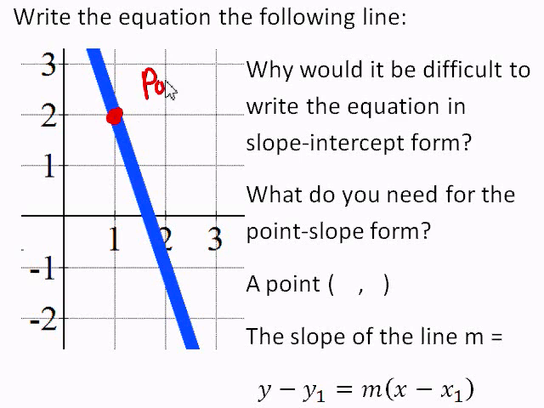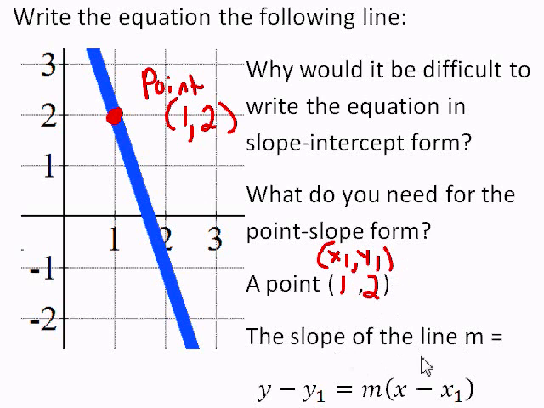This is the point x1, which is 1, and our y1, which is 2. So the line passes through the point (1, 2), because that point is on the line. So our point is (1, 2). This will give us our x1, y1.